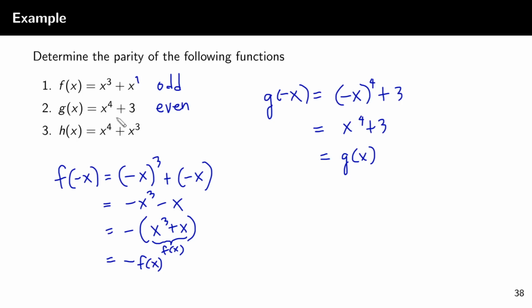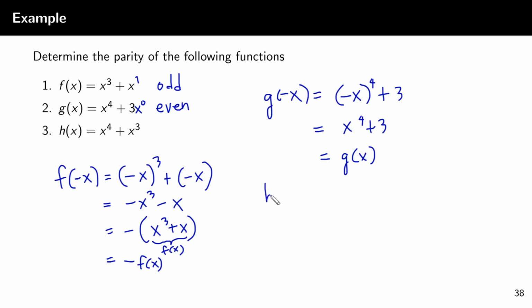Dito naman sa g of x, even yung powers ng x. Okay? We have x raised to 4. 4 is even. Itong 3, this is just 3 times x raised to 0. And 0 is also even. And when we raise a number to an even power, yung negative nung number na yon makaka-cancel out lang. Magiging positive 1, in other words. Okay. So, kapag meron tayong polynomial function at bawat term ay even ang exponent, then that polynomial function will also be an even function.